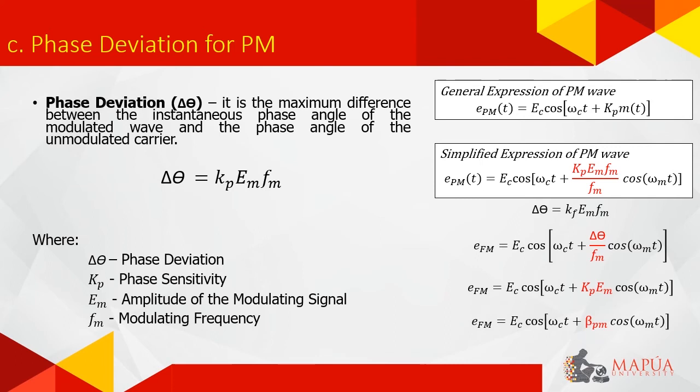Considering the general expression of the PM wave, simplifying it further will produce an equation where the phase deviation can be derived by getting the product of the phase sensitivity, the amplitude of the modulating signal, and the modulating frequency. By dividing it by the modulating frequency, the modulation index can be solved.